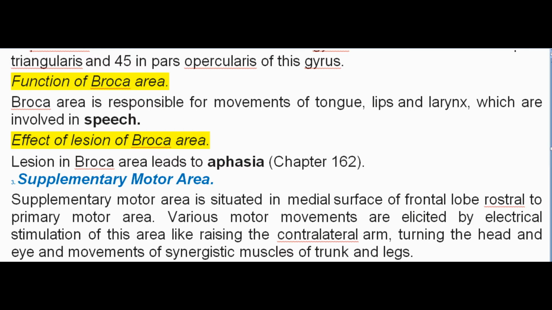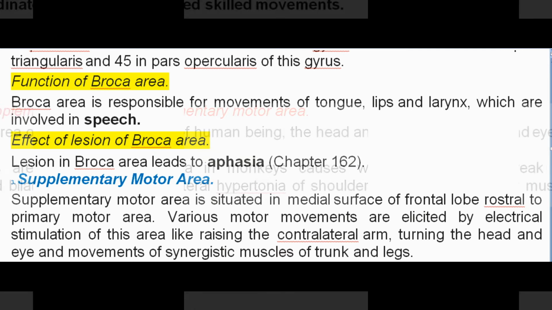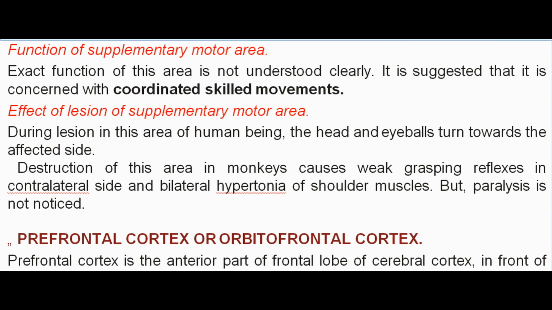Supplementary motor area. Supplementary motor area is situated in medial surface of frontal lobe rostral to primary motor area. Various motor movements are elicited by electrical stimulation of this area like raising the contralateral arm, turning the head and eye and movements of synergistic muscles of trunk and legs. Function of supplementary motor area. Exact function of this area is not understood clearly. It is suggested that it is concerned with coordinated skilled movements.